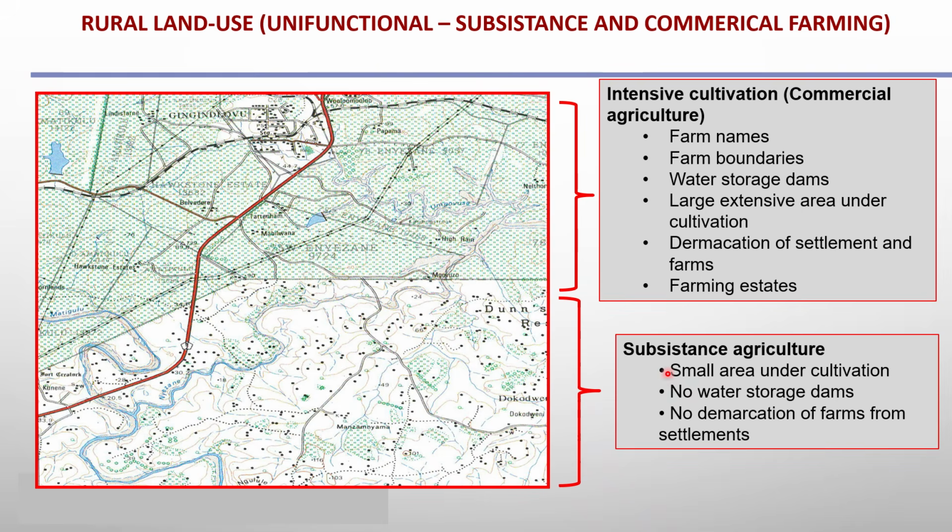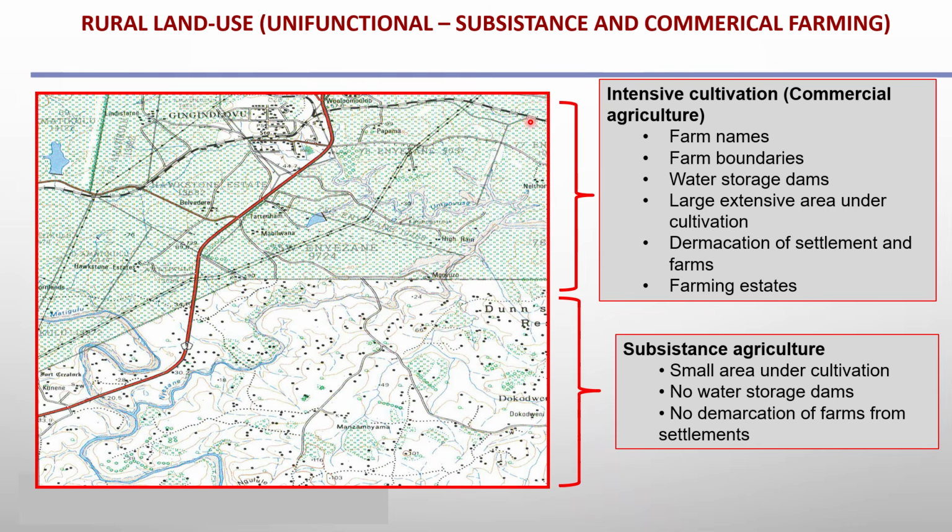Remember, subsistence farming is for small scale. It is farming at a small scale to meet the needs of the farmer, the needs of his family. So the small scale, it is not for a profit. Now, if you look at a map like this or a topographical map, there are ways in which you can tell which one is commercial and which one is subsistence.